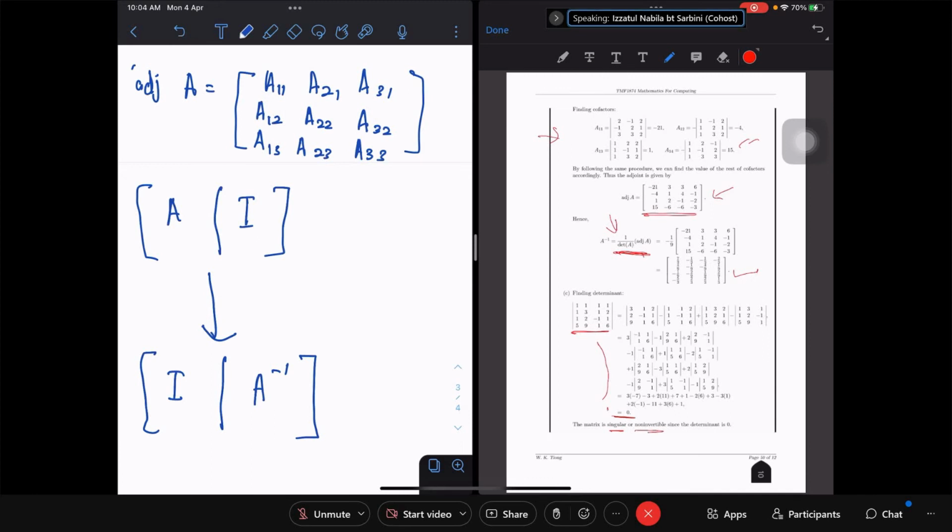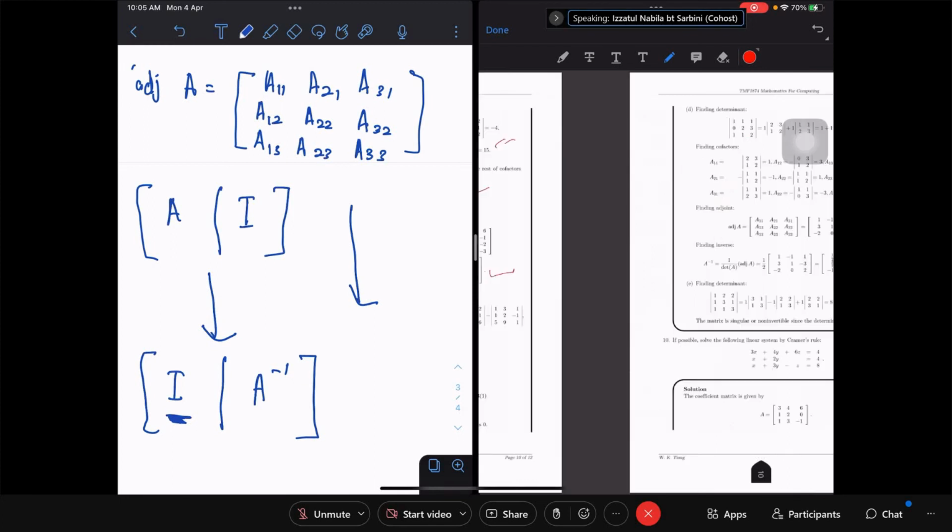Like in the case of reduction as well, last week I showed you there are some cases where you cannot reduce it to the identity on the right side. So what does it mean? It means that the inverse of that matrix does not exist because the matrix is singular. Okay, it has no inverse. It is impossible for you to get the inverse.